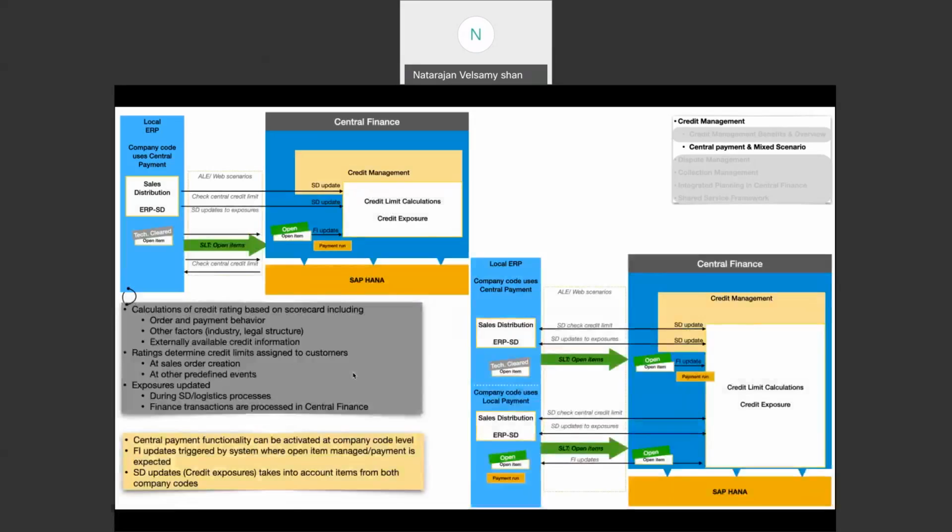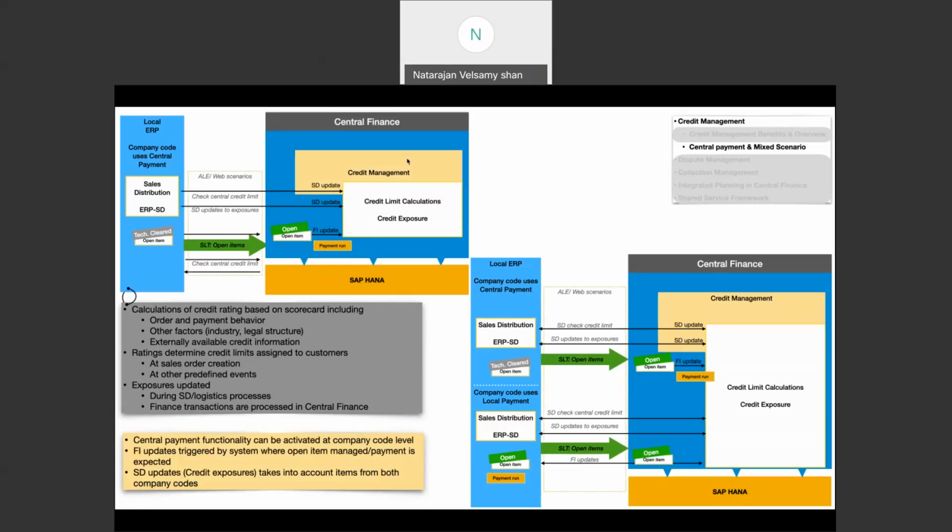Now let's move to the scenario where payments happen in the central system, and in some organizations where both scenarios are applicable, they are called mixed scenarios. As you see, the payments happen in the central system. So if you see here, sales will happen and the open items are transferred through SLT to the central finance system, and from there payments are updated.